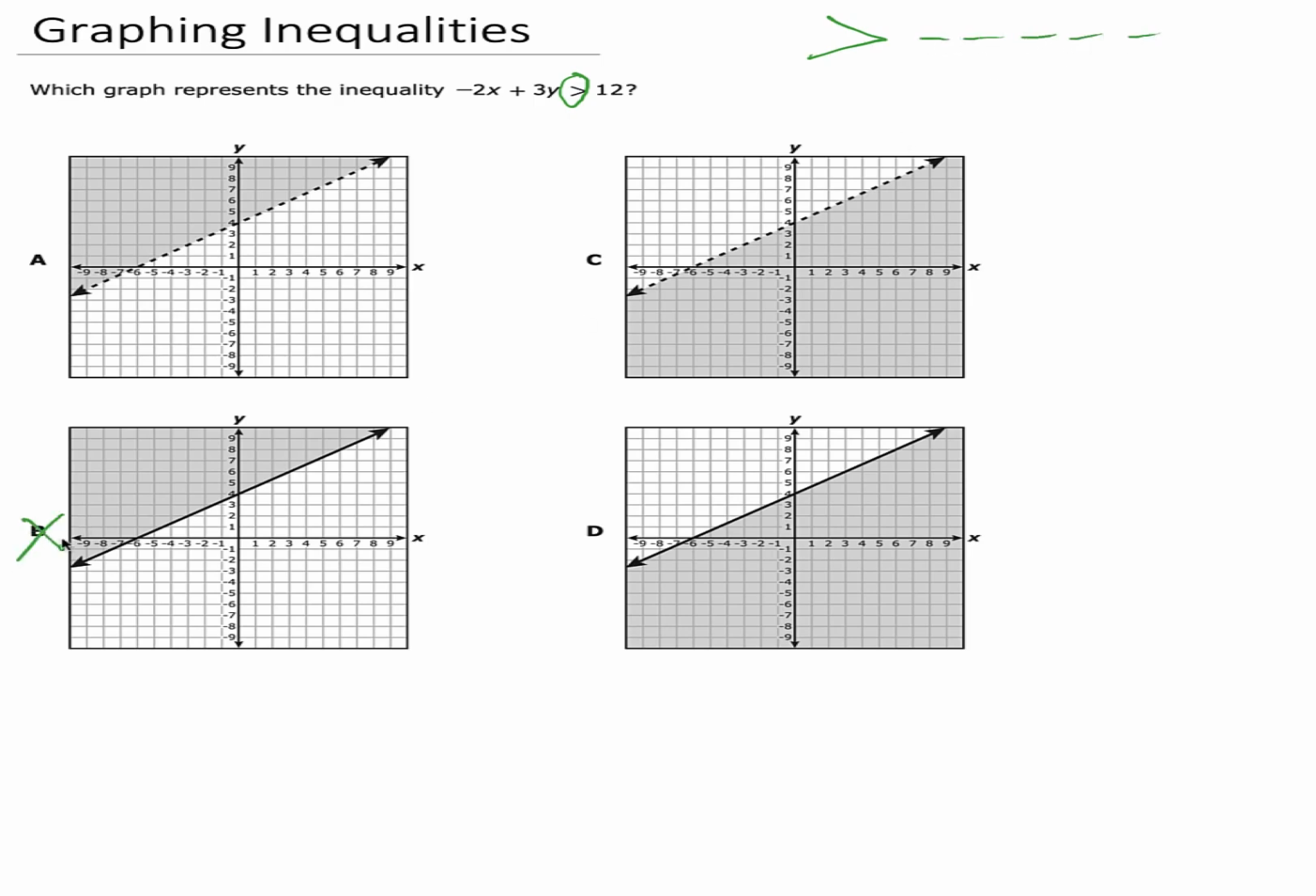We can eliminate B and D. When you have greater, think about where your shading will be. You're going to have to shade above. And who has the shading above? A. This is above. This is below. Remember, above is for greater, below is for less than. And that's your answer, A.